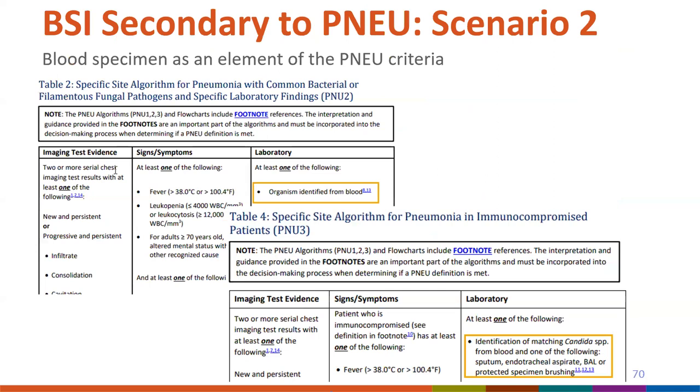Now let's move on to secondary BSI scenario 2. Remember, secondary BSI scenario 2 is met when an organism identified in the blood specimen is used as an element in the IWP to meet the NEW criterion. For NEW, there are two instances from the NEW2 and NEW3 algorithms in which blood can be used as an element to meet NEW. And as always, don't forget about the footnotes.